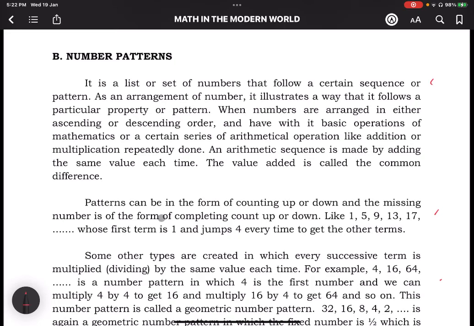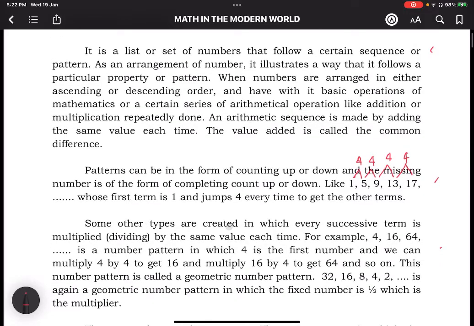Patterns can be in the form of counting up or counting down, and the missing number is of the form of completing the count up or down. Like 1, 5, 9, 13, 17. Okay? So ascending siya, whose first term is 1 and jumps 4. So 1, nag-plus ka ng 4, naging 5. Nag-plus ka uli ng 4, naging 9. So kung i-analyze mo yan, we have 4 here, 4 here, 4 here, and 4 here. So, adding 4 is the pattern.